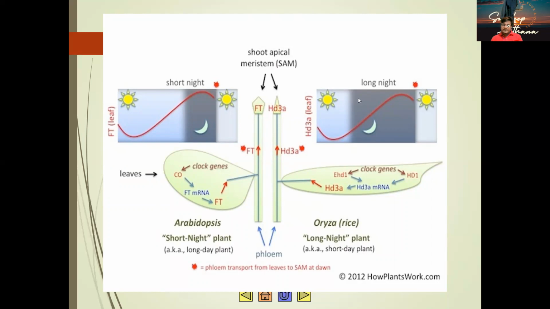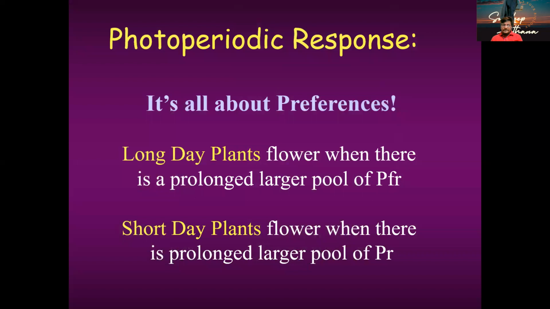Look at the other part where we have the long night. In that case, what is happening is that SD3A is going to be formed, that will travel along to the SAM, and then that affects the flowering in the Oryza plant. Let's talk about further information about the photoperiodic responses. It is all about the preferences. Long day plants flower when there is a prolonged larger pool of PFR, and short day plants flower when there is a prolonged larger pool of PR.